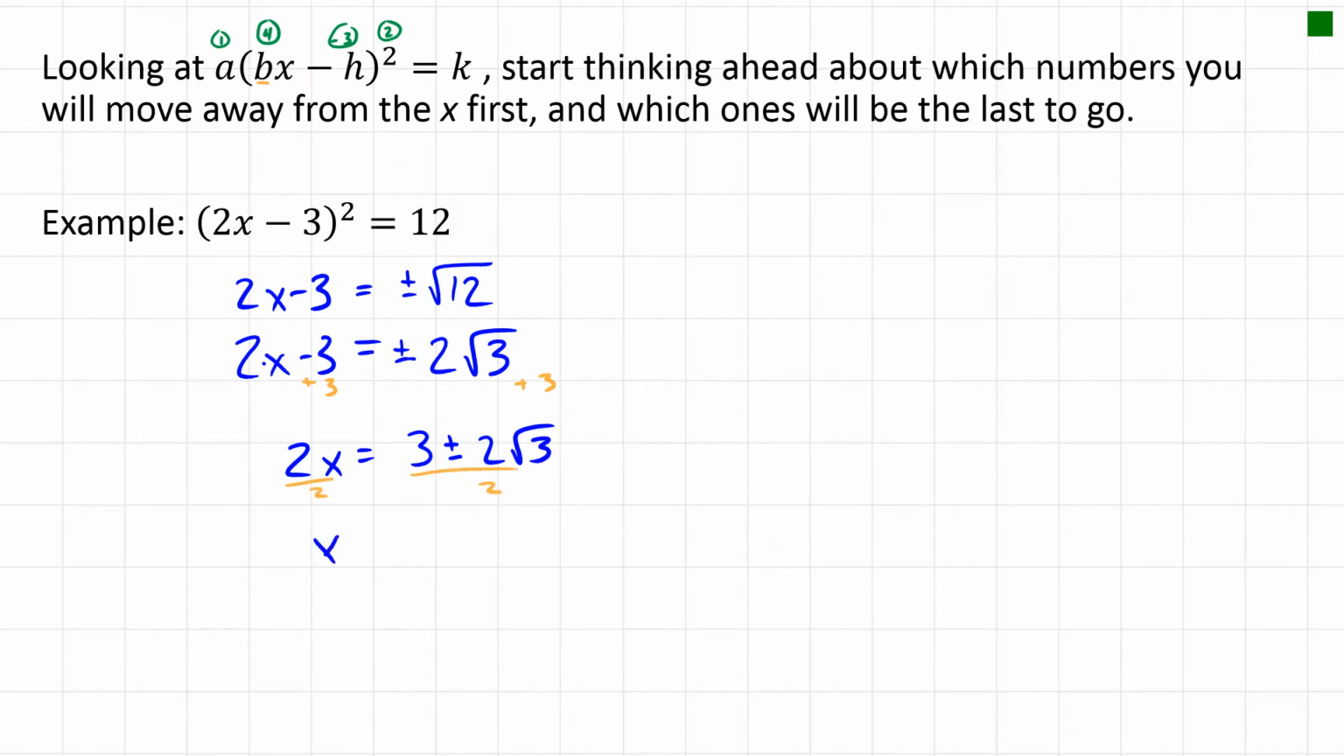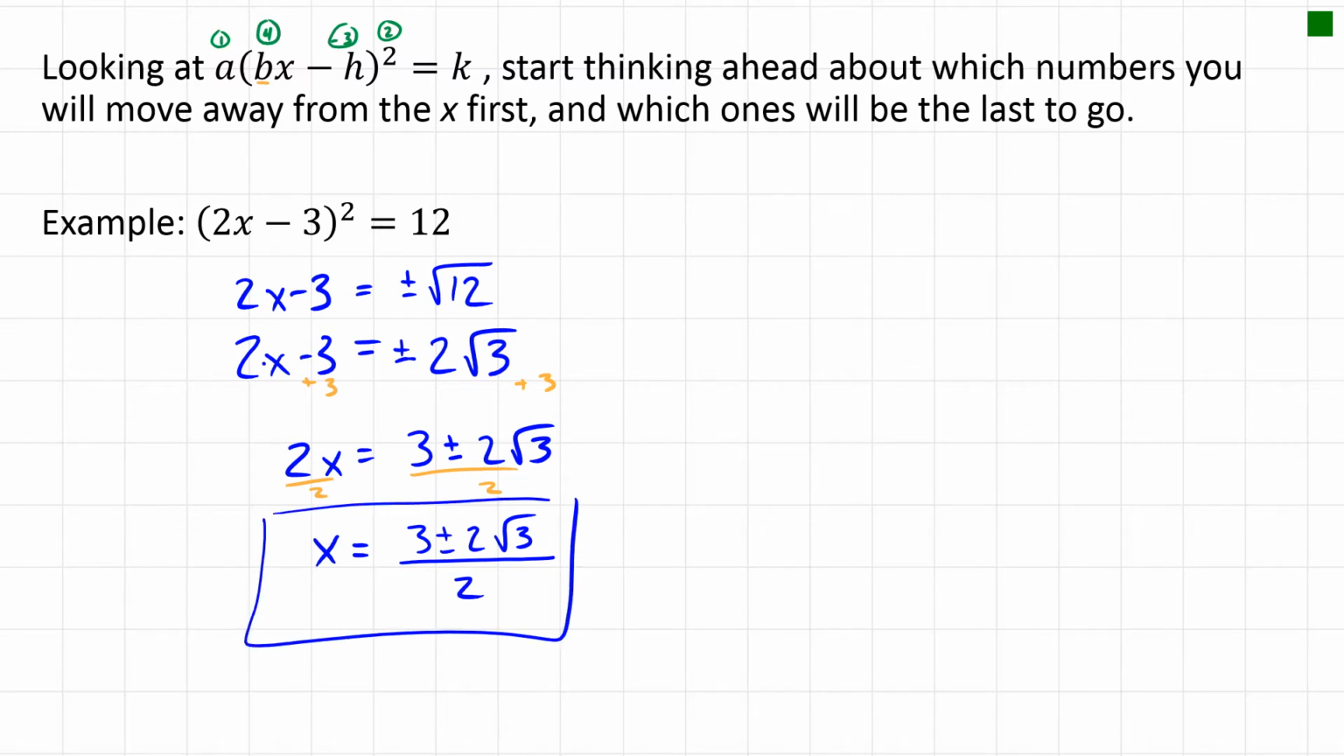So we get that x is equal to 3 plus or minus 2 root 3, all of which is divided by 2. And it's really important that everything is divided by 2 on the right-hand side, because when you divide each side of the equation by 2, you have to divide everything on each side. So that would be one way to write the final answer.